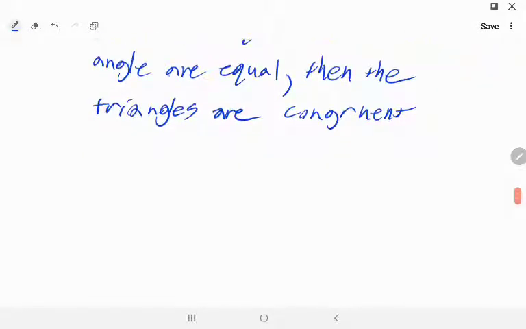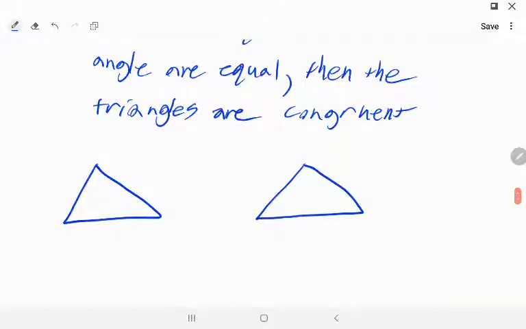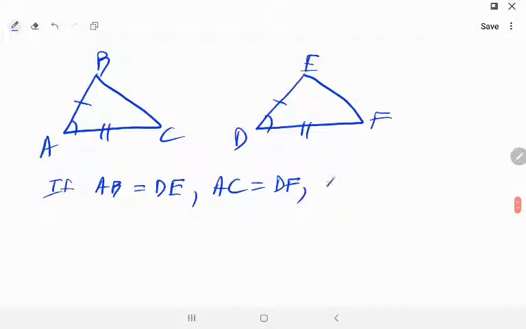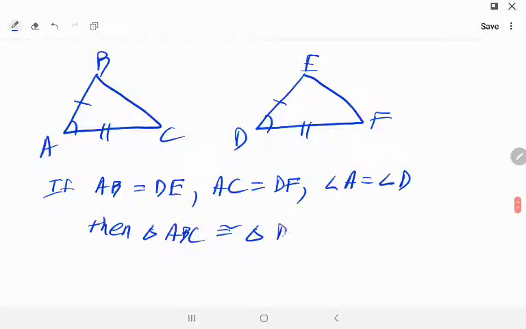Visually, we'll stick with triangle ABC, DEF. Side angle side is telling us if AB is congruent to DE and AC is congruent to DF, and that included angle A is congruent to angle D, then the triangles are congruent. So if AB equals DE, AC equals DF, and angle A equals angle D, then triangle ABC is congruent to triangle DEF. So you notice the whole thing is very visual.